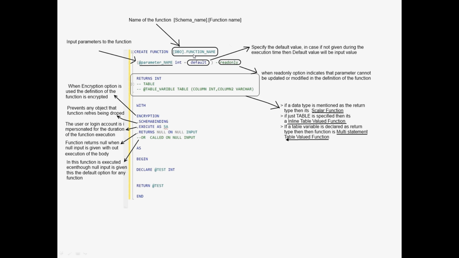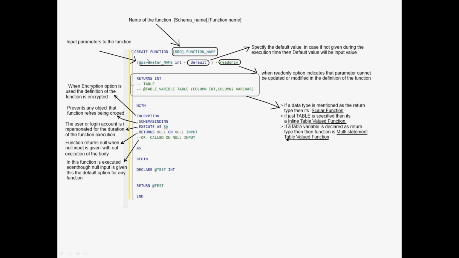As we just discussed, it takes a minimum of 0 to 2100 parameters. You specify the parameter here and the data type. You can also specify a default value in case you do not want to provide any input parameter during execution. You can also specify read only. When you specify read only, the parameter cannot be updated in the function body. So this part is the input parameters part, and next will be the returns.